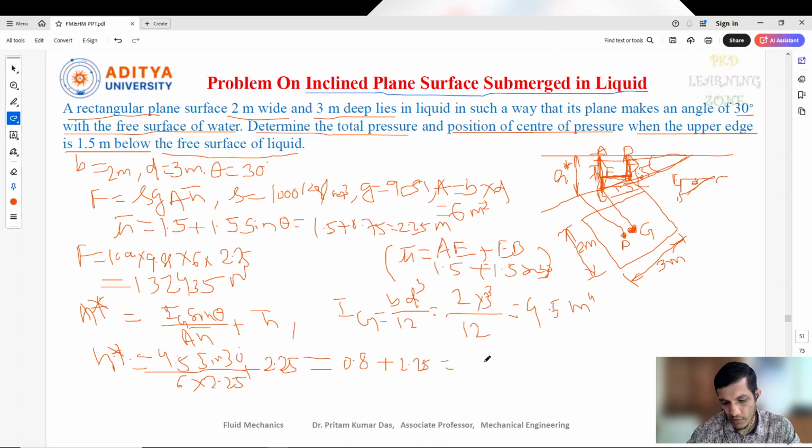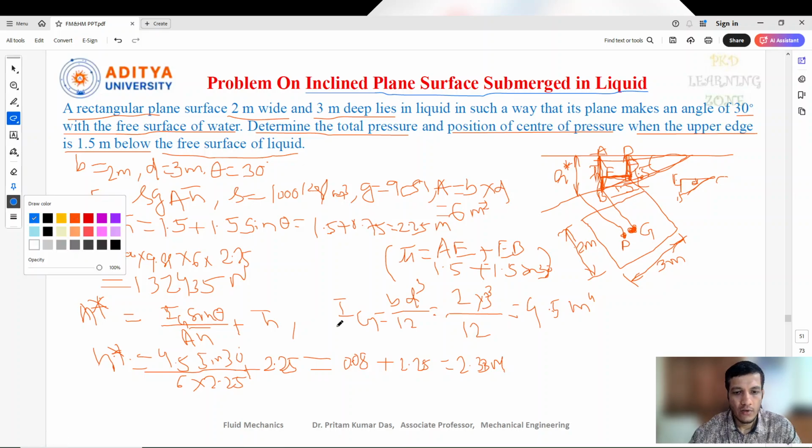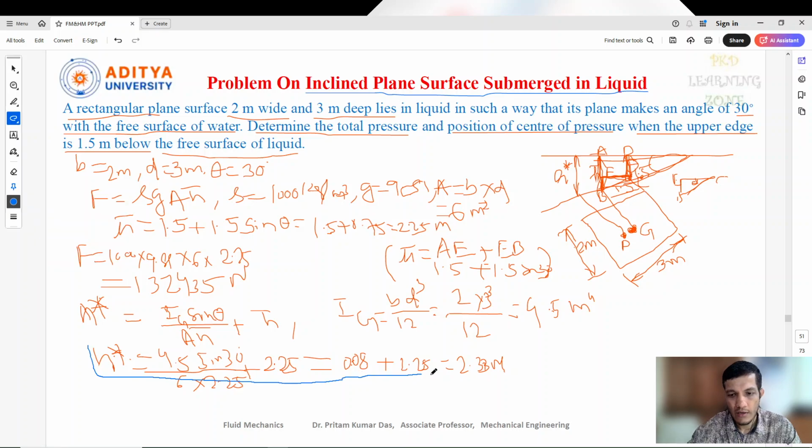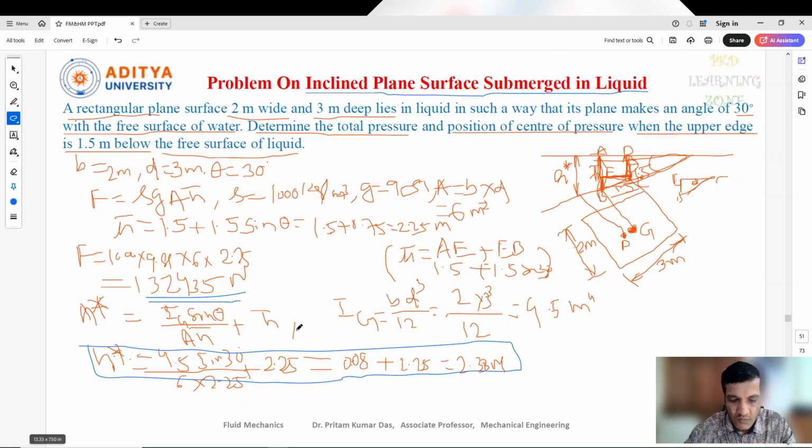So near about how much will come? 0.0 it will come here actually. So then 2.33 meter. So this is the answer for the h star, and this is the force, this one. Now here we can get easily the value of total pressure and the position of the center of pressure.